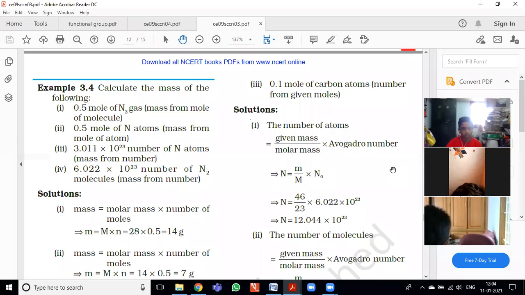So given mass is 46, molar mass is 23, and the Avogadro number is 6.022 into 10 to the 23. So N is equal to 12.044 into 10 to the 23. Like this, we have to calculate. While solving the problems, you must cancel it. If 46 by 23 is there, you should cancel it and show 2.